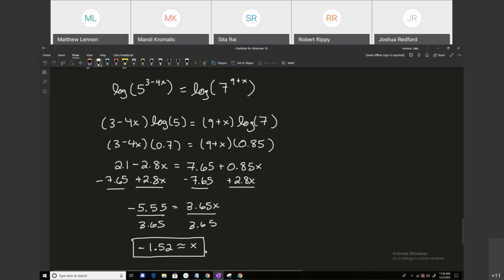So again, take a look and let me know if anything looks confusing there. I know it seems like a lot of steps, but it's really not so bad.